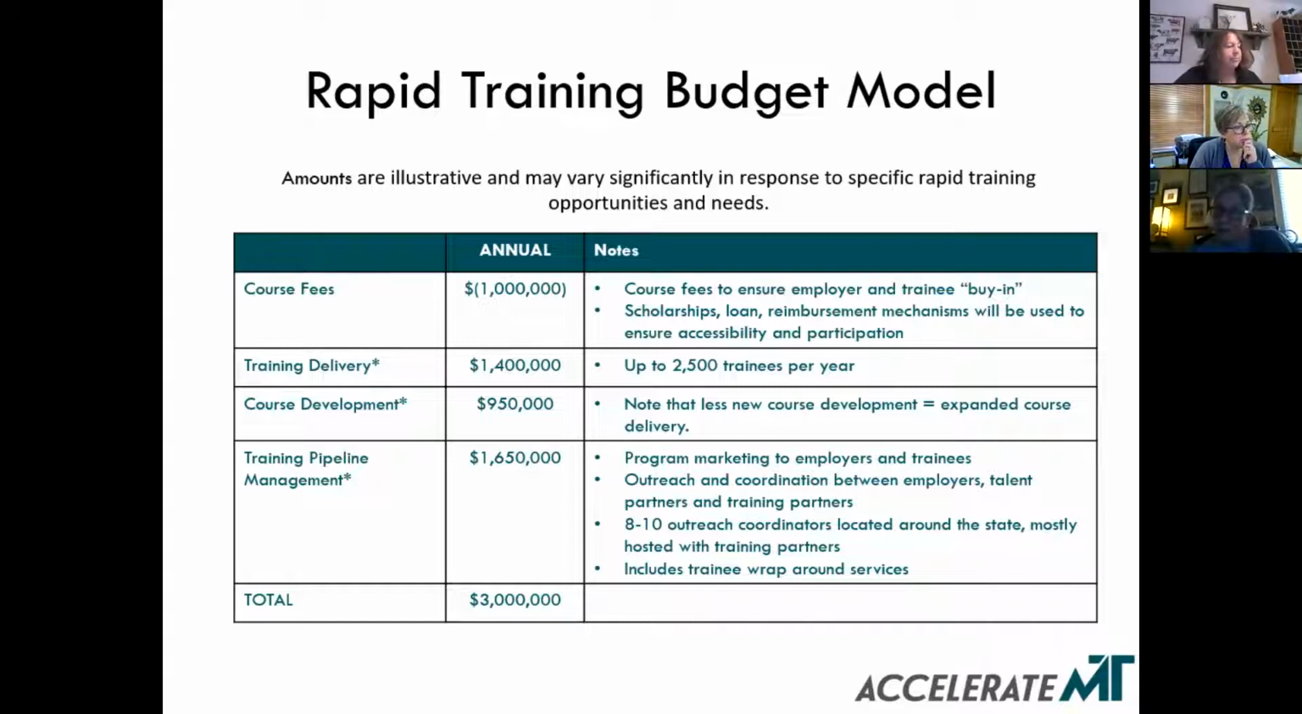And then as I've talked about this wraparound service, this is where the outreach coordinators come in. We're going to be looking to hire 8 to 10 outreach coordinators located around the state whose job it will be to supplement what is already being done by the colleges, by the job service, by economic development organizations.